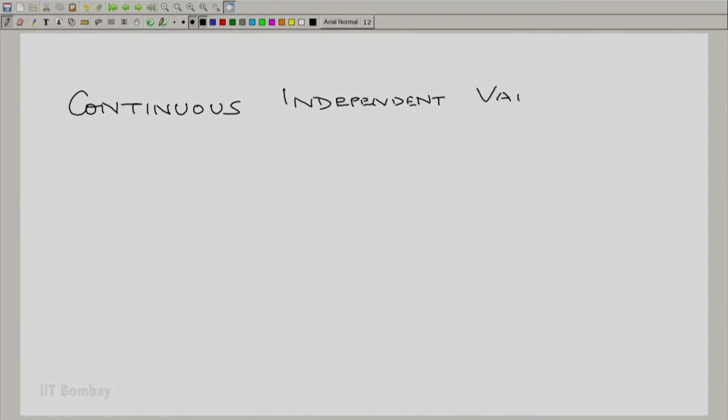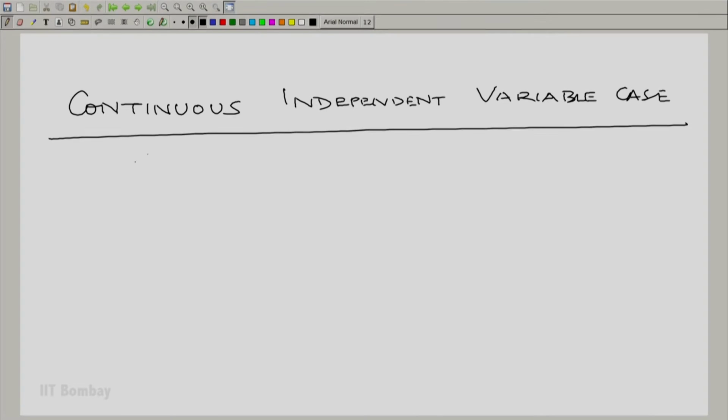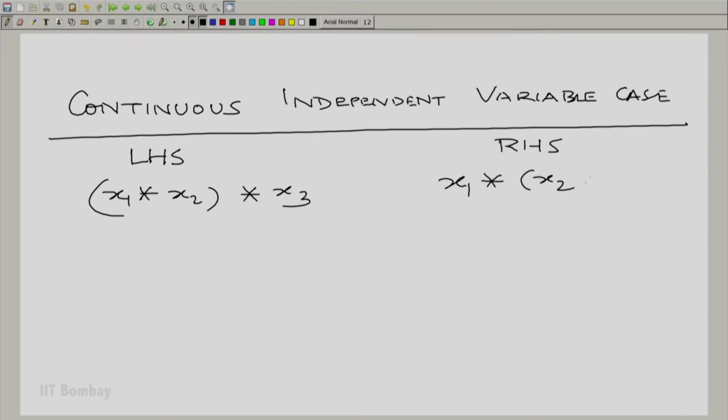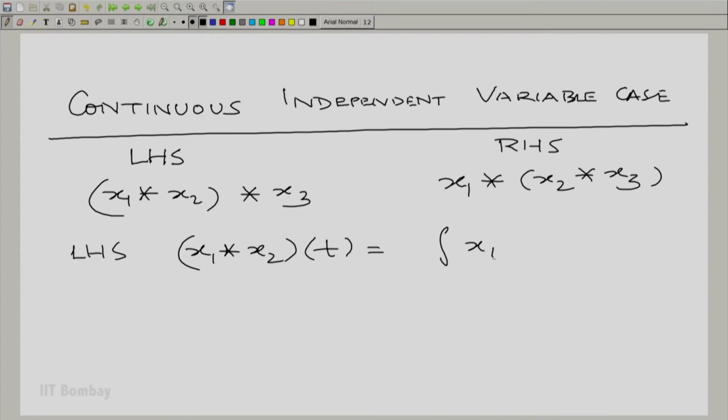So, for the continuous case, let us write down the left hand side and the right hand side again. Left hand side, x1 convolved with x2 and then convolved with x3, and right hand side, x1 convolved with the result of convolution of x2 and x3. And let us evaluate the left hand side at a particular continuous value t. And to do that, we will first begin by evaluating x1 convolved with x2 at the point t. Very simply, it is the integral of x1(lambda) multiplied by x2(t minus lambda) d lambda, going from minus to plus infinity.